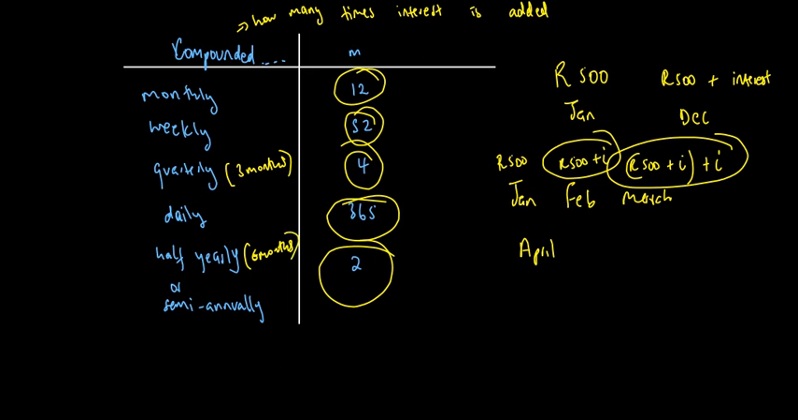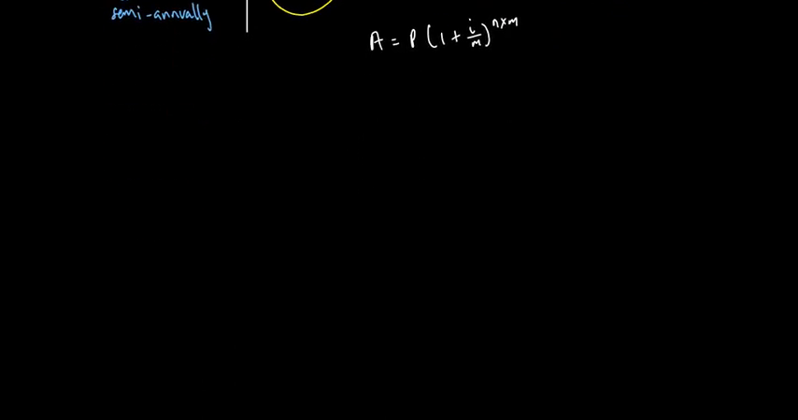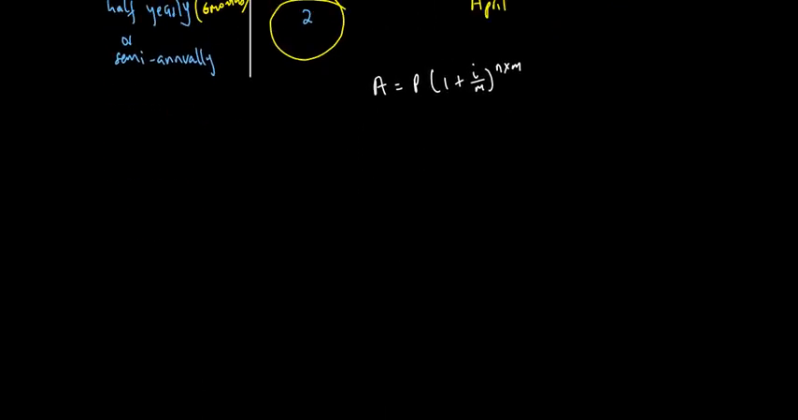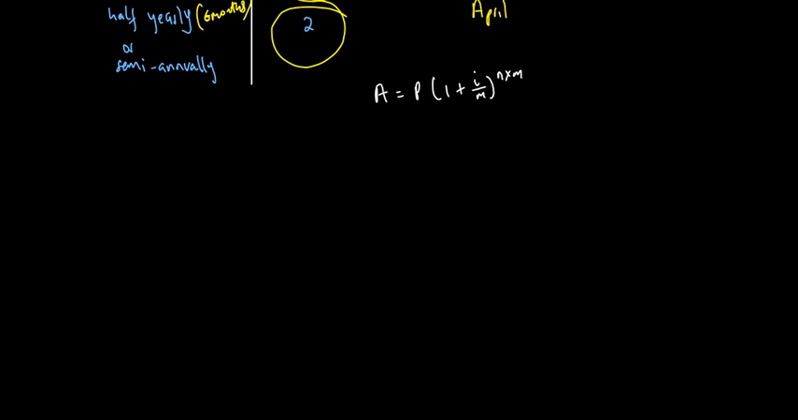And this is why we now say the compound interest formula becomes like this. A is equal to P into (1 plus I over M) to the power of N times M, right? Now recently, from the schools I've been working at, I've been asking them this particular question.